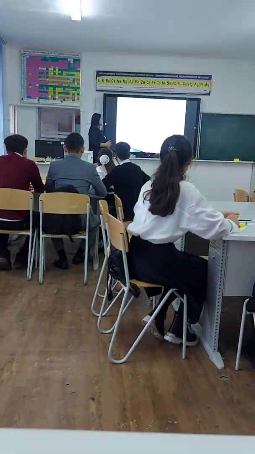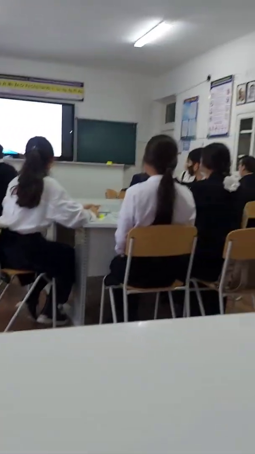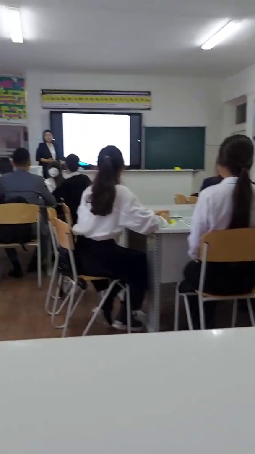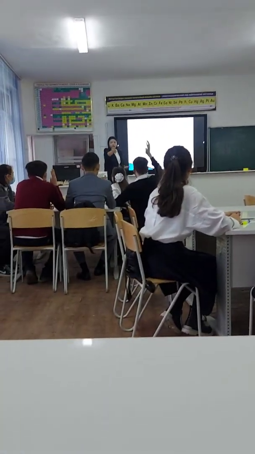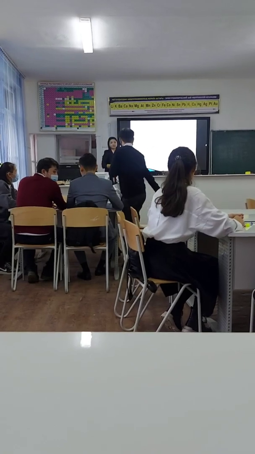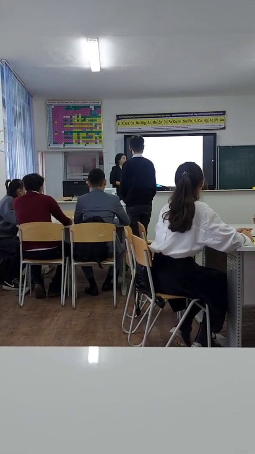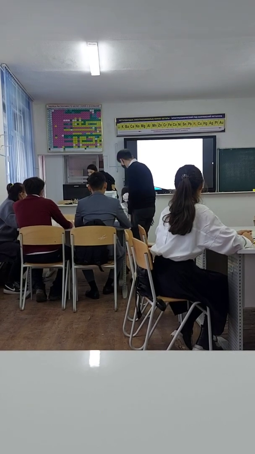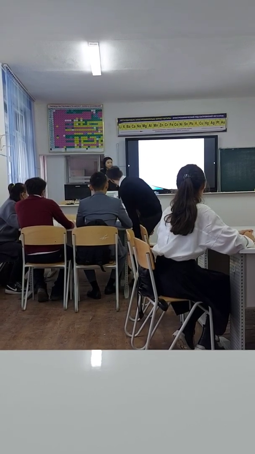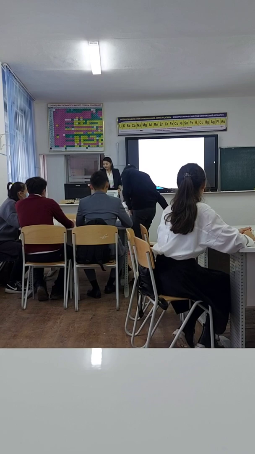Nitrogen with the atomic symbol, atomic number, and the atomic weight. Who wants to answer in first group? Ramazan. Atomic symbol N, atomic number 7, atomic weight 14. Can I check? He's right? Yes. Okay, sit down, thank you.